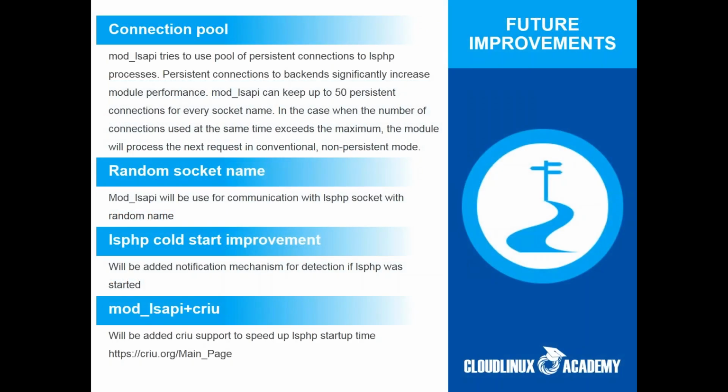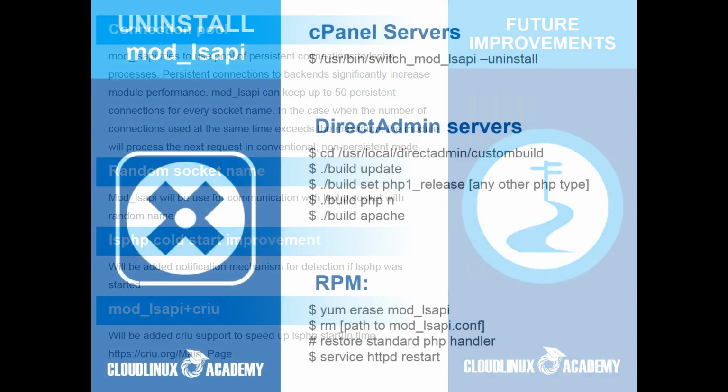Now a bit more about future improvements. Mod LSAPI will try to use persistent connections to the backend process, which will significantly increase module performance. For better security, Mod LSAPI will use randomly named LSPHP sockets. A notification mechanism will be added for detection if LSPHP was started. Crew support will be added to speed up LSPHP startup time.